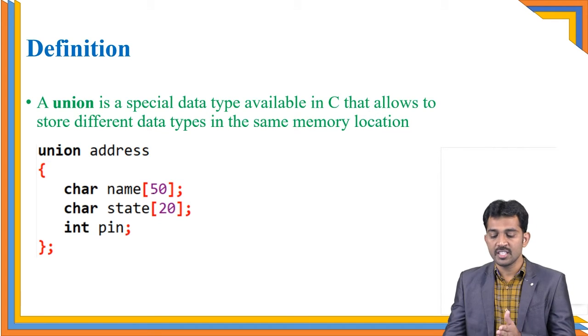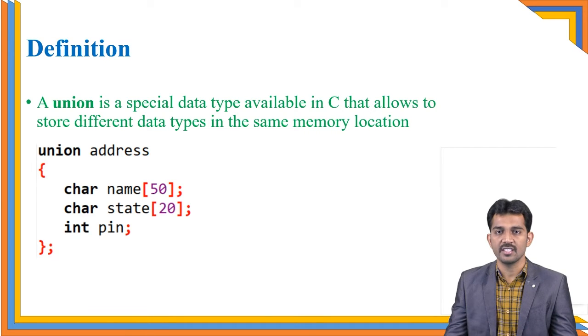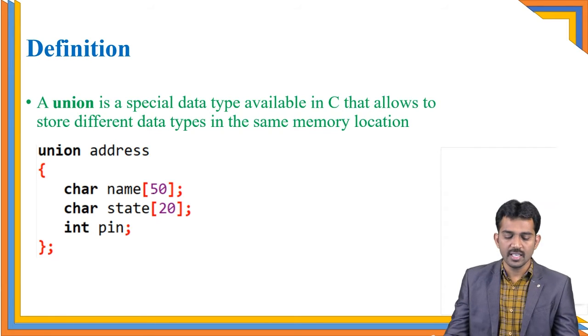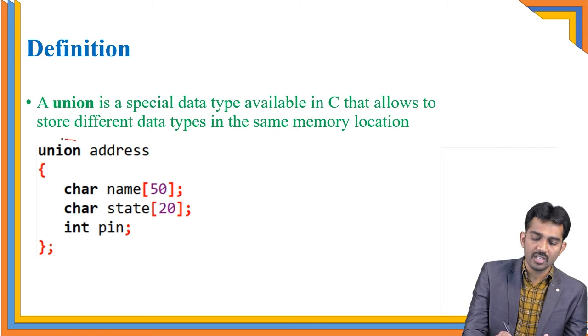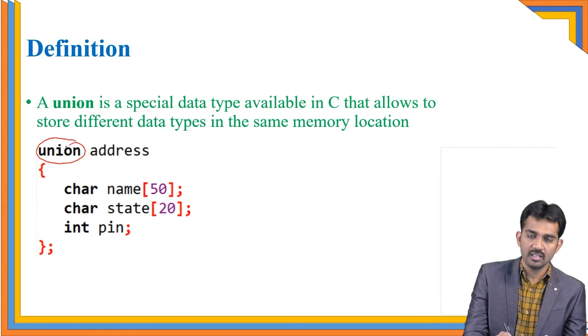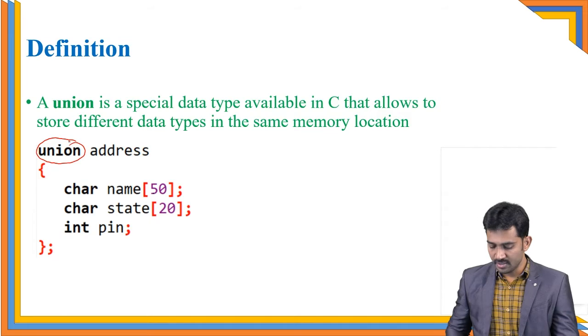There is a special data type available in C that allows you to store different types in the same memory location. That is the difference. What is the meaning of the same memory location? We'll see in the editor. Instead of struct, you should use union. Then it is called a union.